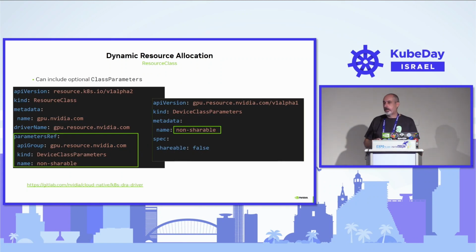OK, next. We mentioned that we also have the possibility to have parameters for the resource class. So how do we do that? We just configure a reference in the form of the API group, kind, and name, which is a CRD that the DRA driver will implement. And then you can have specific parameters. So in this example, we want GPUs that are non-shareable.